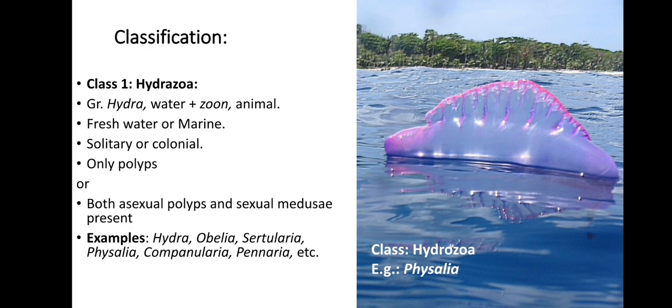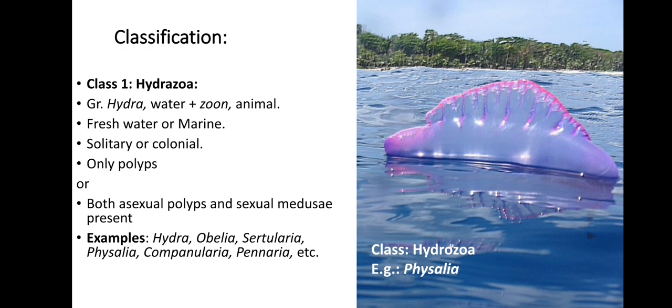Hydra is an example for hydrozoa, an example for freshwater Coelenterata, and also an example for an individual which shows only polyp. There is another class wherein solely polyp stages are present. But in hydrozoa, hydra is the polypoid stage. It shows both male and female gonads in the same individual, so it is also monoecious. Okay.